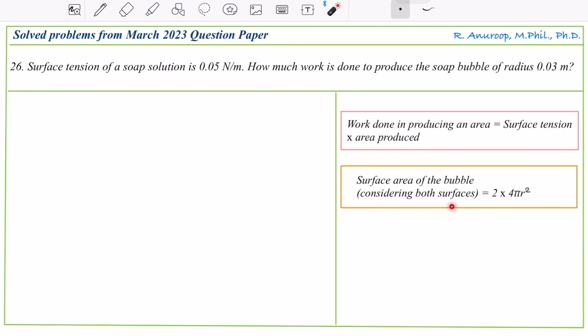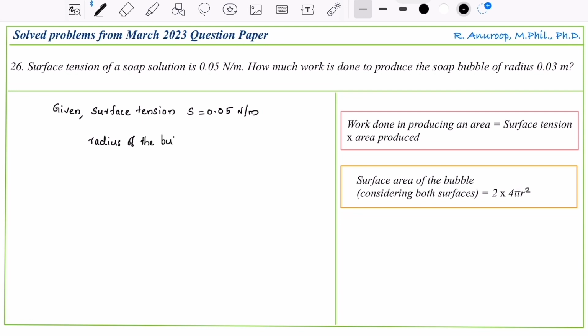Now, what is the surface area of the bubble? If you consider both surfaces of the bubble, the surface area is 2 times 4 pi r square. Also, we know that the work done in producing an area is equal to surface tension into area produced. It is given that the surface tension S is equal to 0.05 Newton per meter. The radius of the soap bubble R is equal to 0.03 meter.